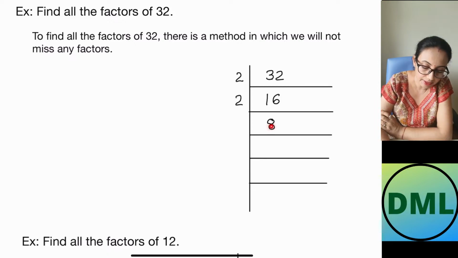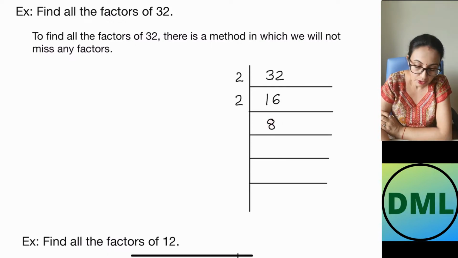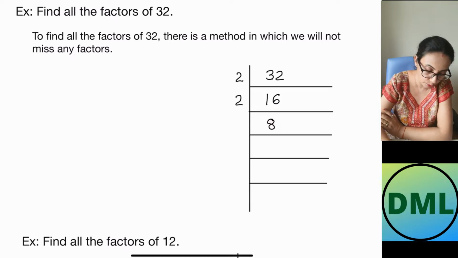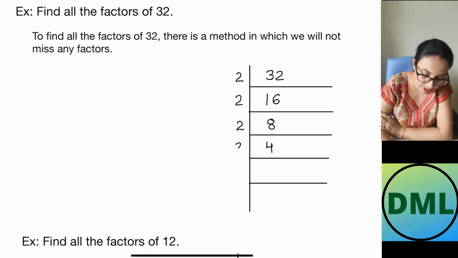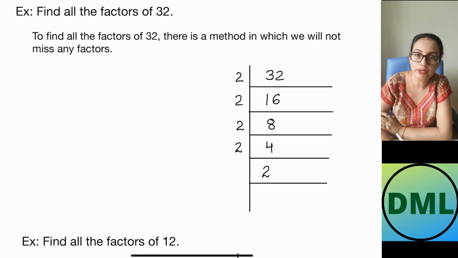We know that 8 is also an even number, so it is also divisible by 2. So let's divide it. Let's write down 2 here, and you are dividing 8 by 2. The answer is 4 here. 4 is again an even number, so it is also divisible by 2. Let's write down 2 here, and 4 divided by 2, the answer is 2 here.